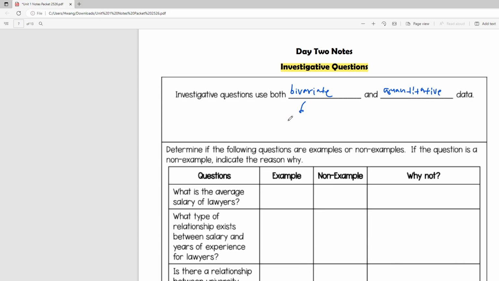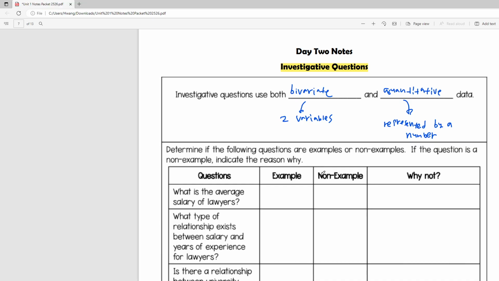Bivariate means there should be two variables, which are the independent and the dependent variables. And quantitative means the data should be represented by a number. So it should be a numeric value represented by a number.